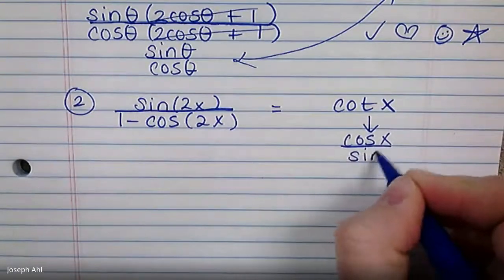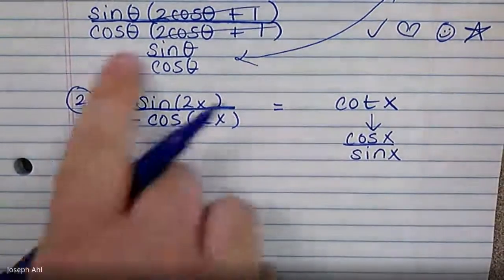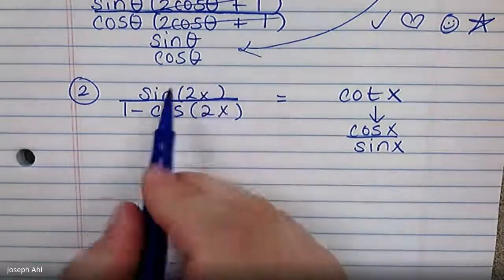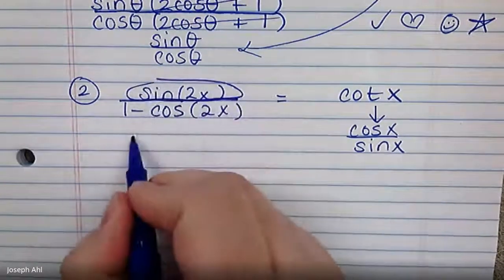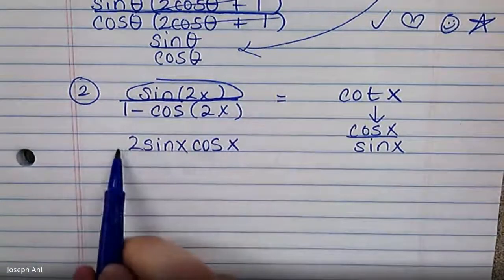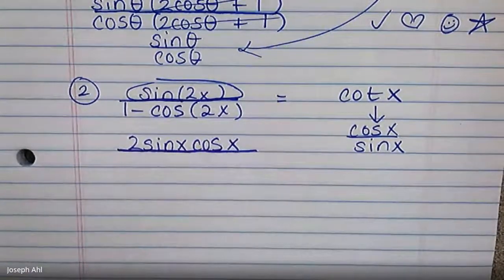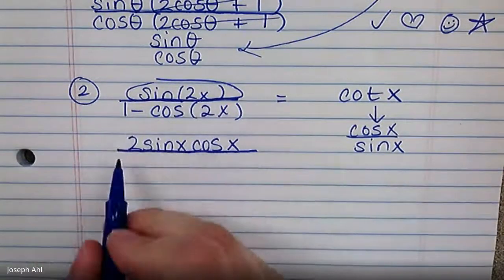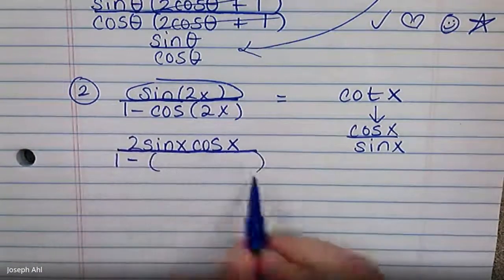Okay, so I know that cotangent, similar to what I started with in the last example, is going to be cosine over sine. So in the end, I want to try and break this down so that I get cosine over sine at some point along the way. Okay, let's see if we can make this happen. Sine of 2x on the top, that's the one that only has one option. It's 2 sine cos.